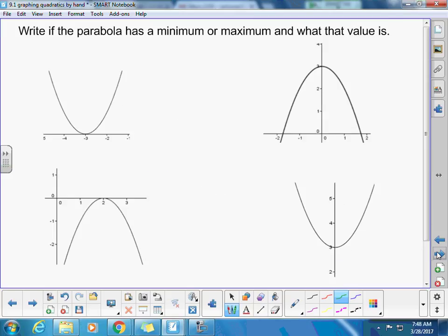So now I want you to take a minute and write down if these parabolas have a minimum or a maximum and what that value is. So put me on pause and you decide and then come back.